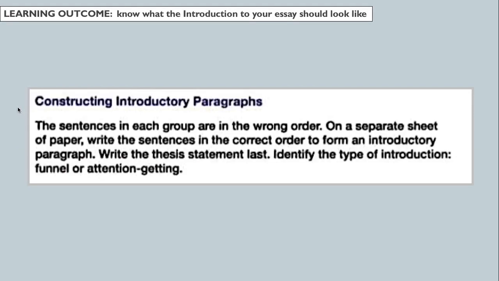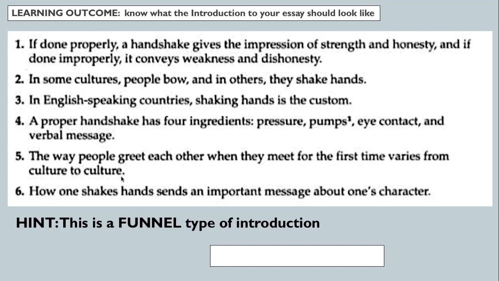Well, let's practice this. What we see is that the sentences in each group in the next slides are in the wrong order. So on a separate sheet of paper, write the sentences in the correct order to form an introductory paragraph, and write the thesis statement last. And then see if you can identify the type of introduction, or I believe it's given, whether it's a funnel or an attention-getting style. Okay, so hint, we're aiming for a funnel type of introduction. At this point, I would advise you to give it a try.